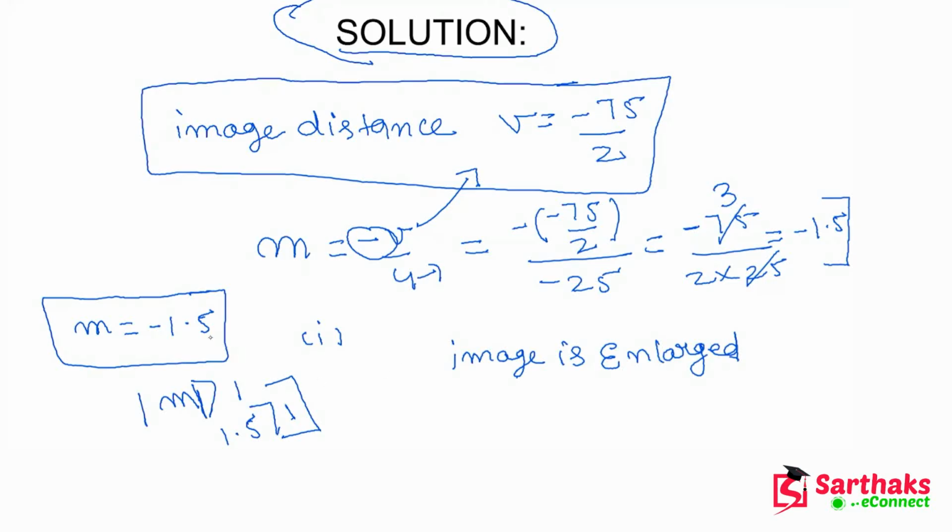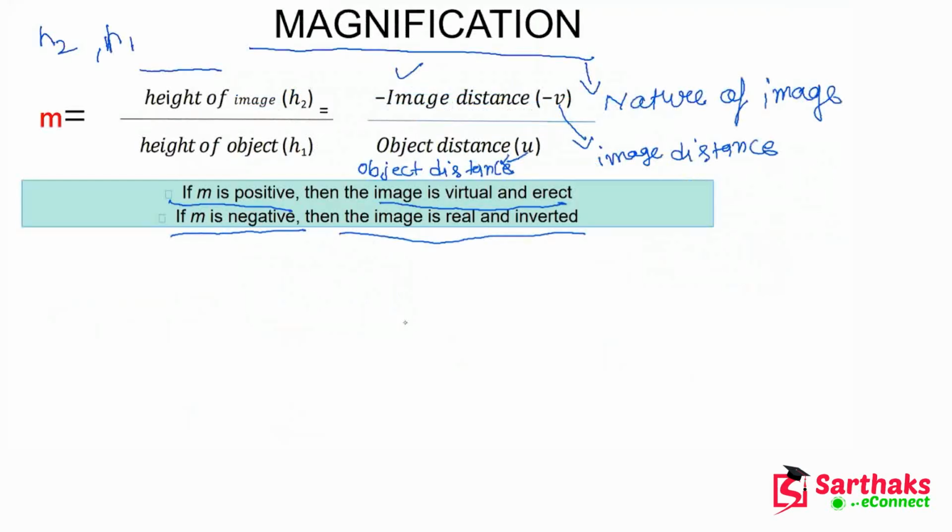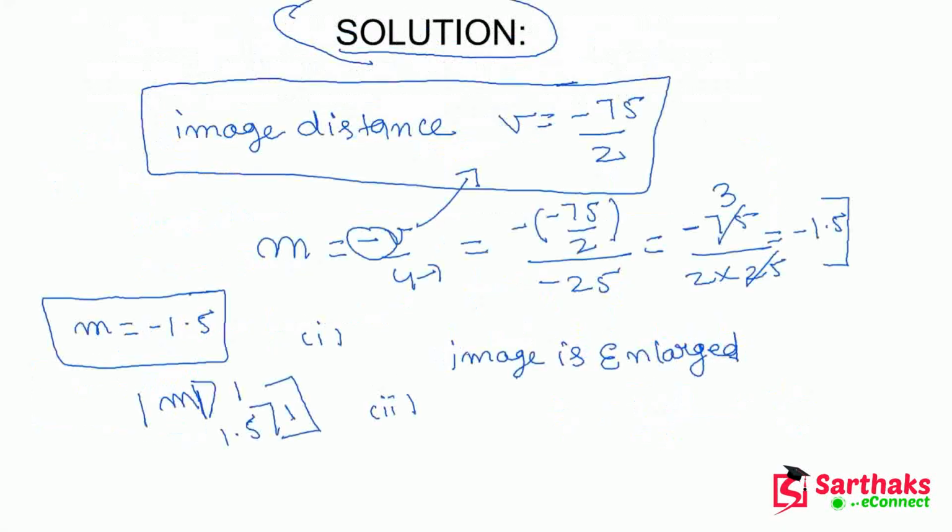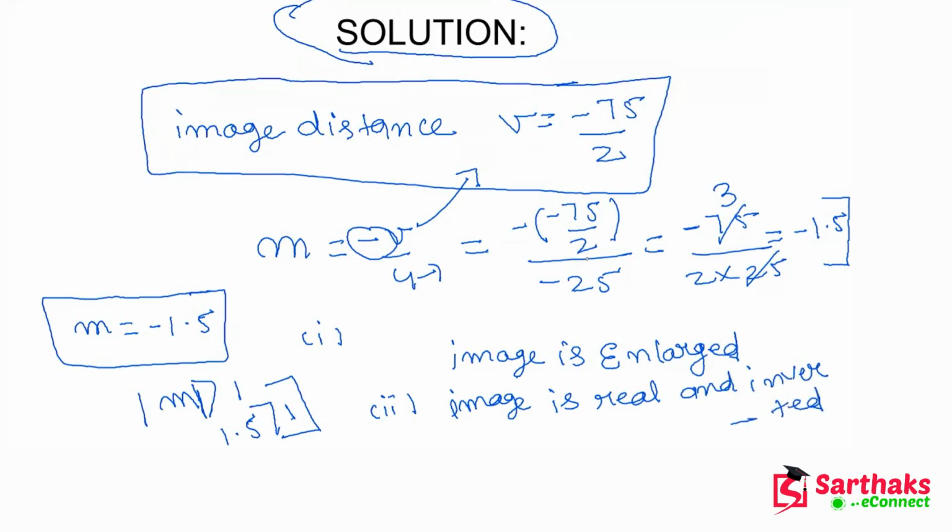Now let's talk about the nature. Here the value of m is negative. If the value of m is negative, we can go to the previous slide and you can simply see that if m is negative, then the image is real and inverted. So in this case, because m is negative, the image is real and inverted. I hope you got my point. This was the solution of this question.